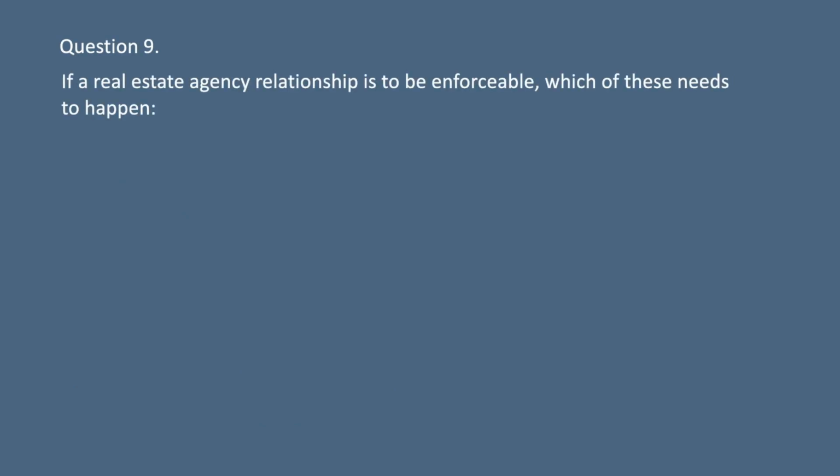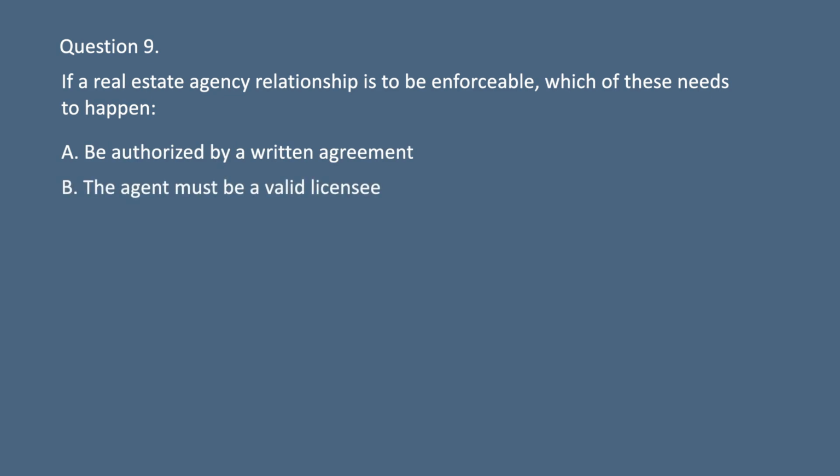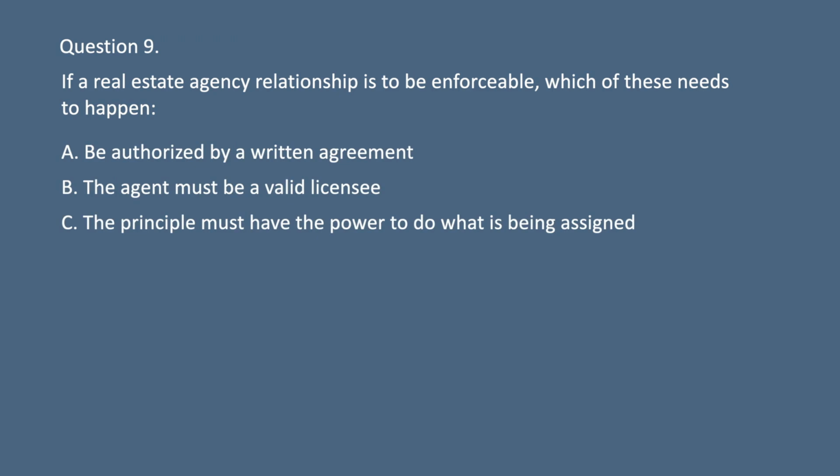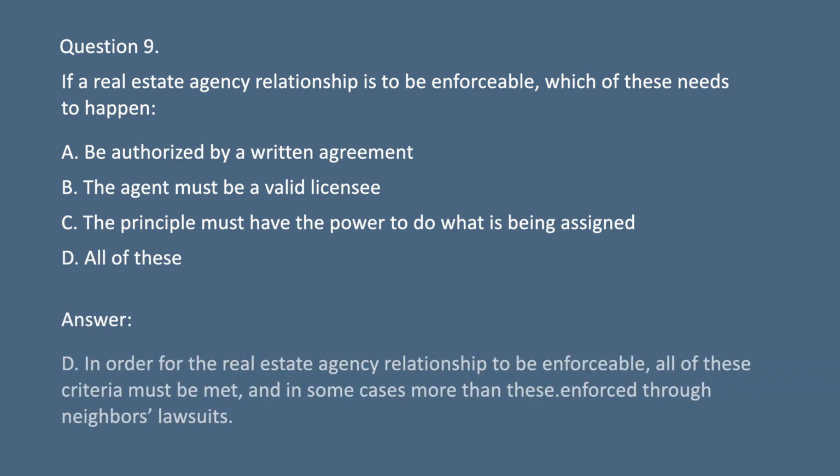Question 9. If a real estate agency relationship is to be enforceable, which of these needs to happen? A. Be authorized by a written agreement. B. The agent must be a valid licensee. C. The principal must have the power to do what is being assigned. D. All of these. Answer. D. In order for the real estate agency relationship to be enforceable, all of these criteria must be met, and in some cases more than these.